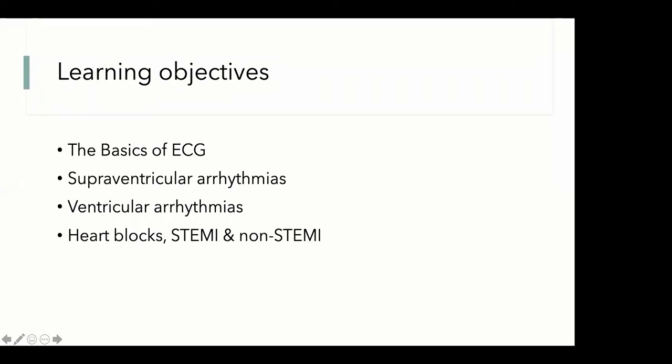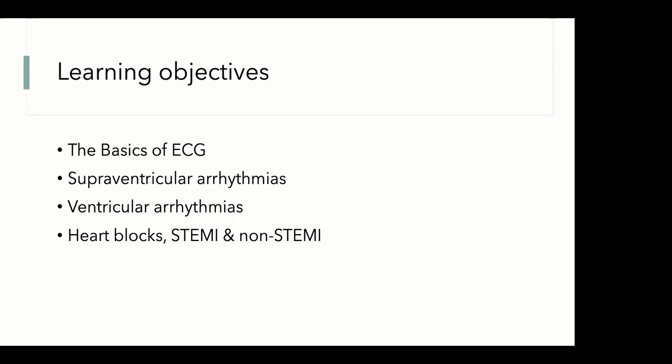What are our learning objectives? We decided to separate this lecture into 4 parts, starting with the basics of ECG, then following with supraventricular and ventricular arrhythmias, and finishing with heart blocks, myocardial infarctions, as well as some extra with metabolic abnormalities, as well as inflammatory conditions that will cause changes to the ECG.